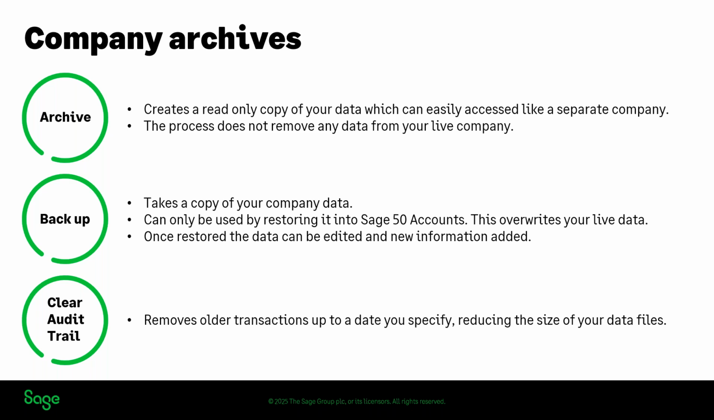Okay, so to compare the archive, the backup, and the clear audit trail process. The archive takes a read-only copy of your data and stores it within your data path. You open it like a separate company, and it does not remove transactions from your data. You also do not specify a date to run the archive.